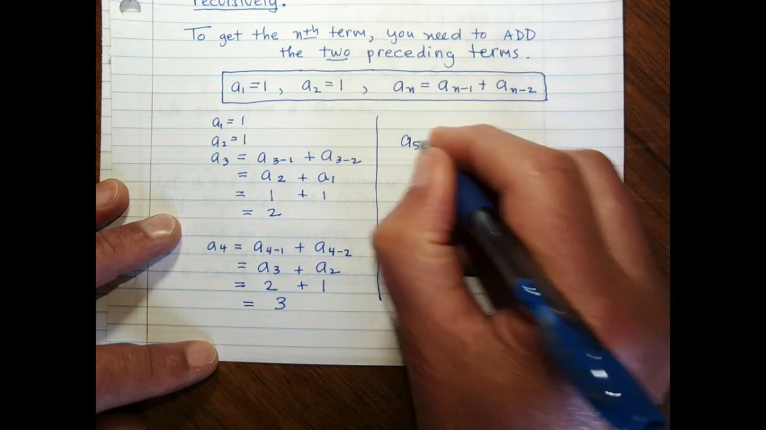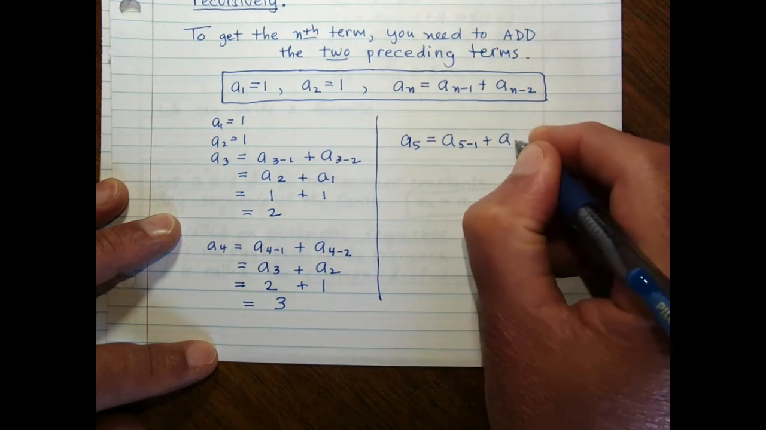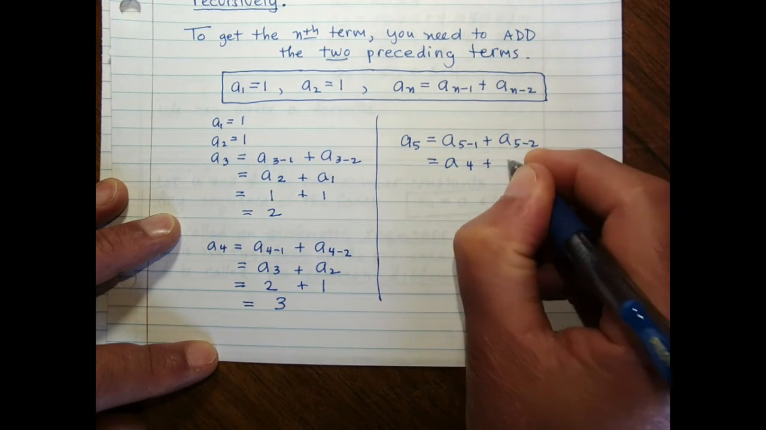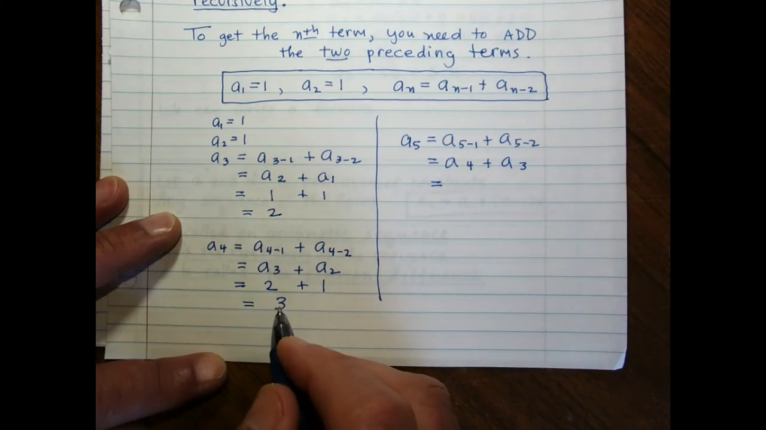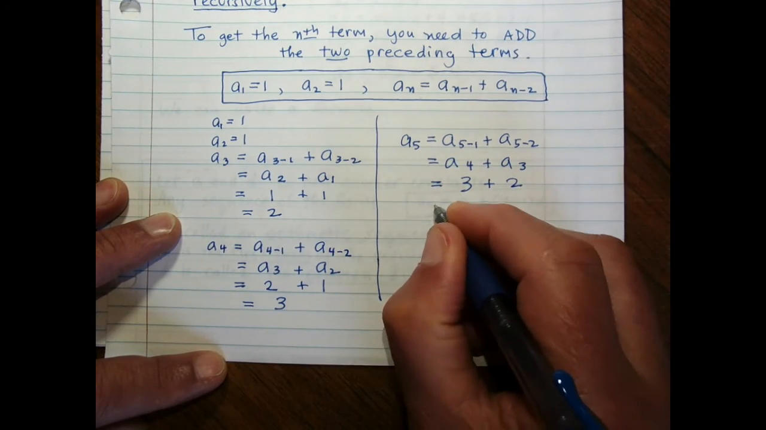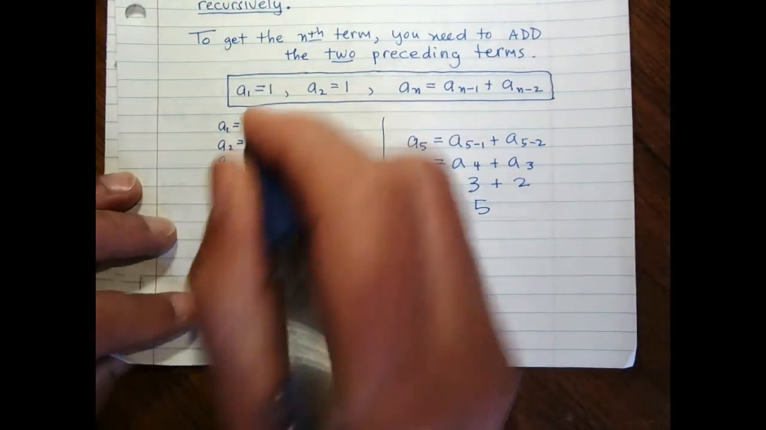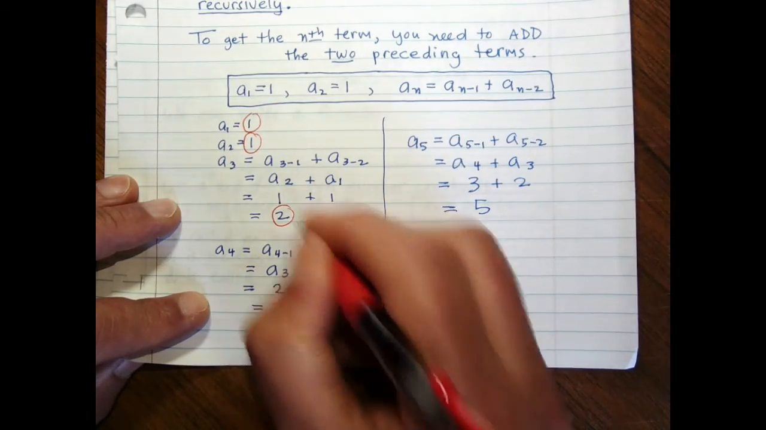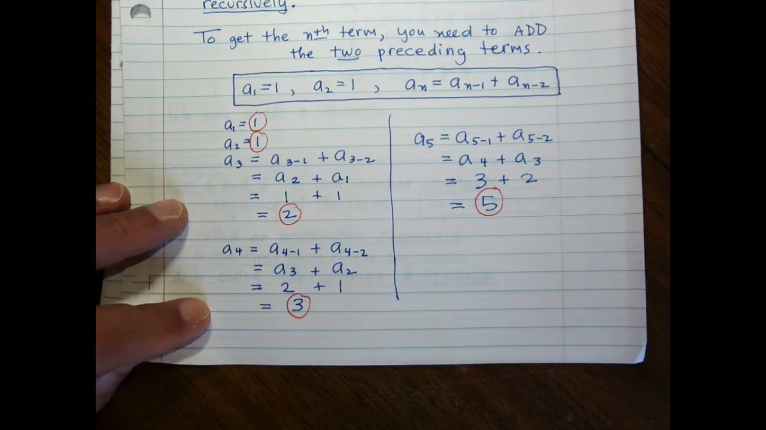Let's write one more. A sub 5 is a sub 5 minus 1 plus a sub 5 minus 2. A sub 4 plus a sub 3. A sub 4 we just calculated down here is 3. A sub 3 was 2. 3 plus 2 is 5. So that gave us that fifth term of the Fibonacci sequence. So far we got 1, 1, 2, 3, 5. The next one is one more.